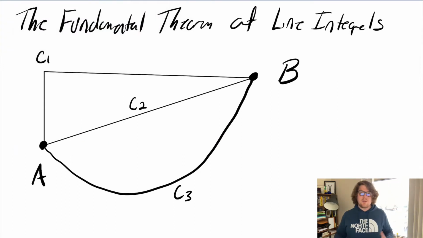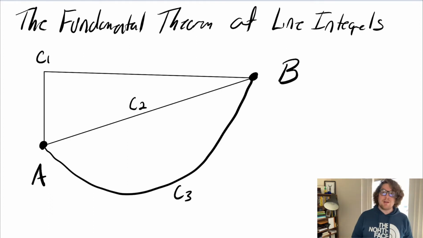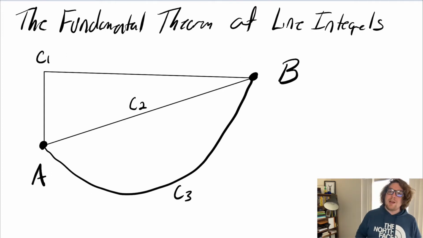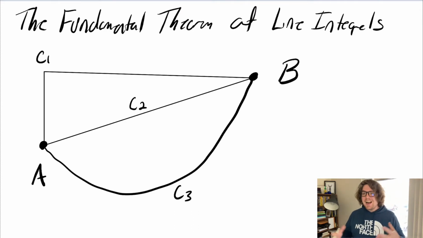And these are really only three paths. We could talk about infinitely many different paths from point A to point B. So what I'm trying to get at here is that if we wanted to start thinking about the work required to get our ball from point A to point B, it's really entirely independent of the path which we choose to take.